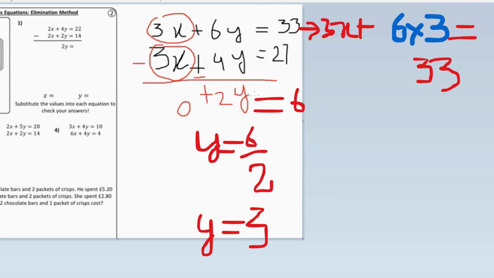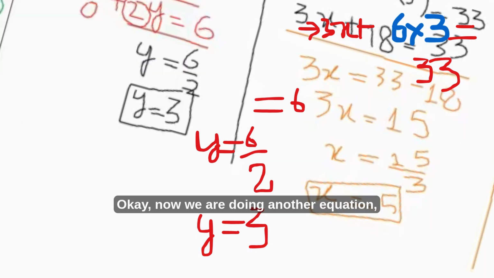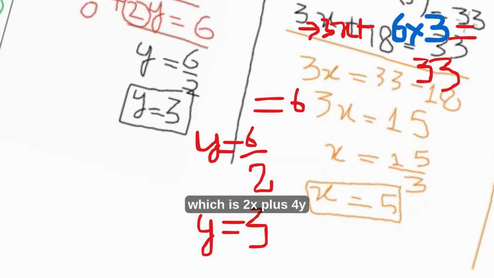So you have to put the value of y in any of the equations. For example, if we take equation number 1, which is 3x plus 6y equals 33. So here, for 6y, you're going to put 3 in place of y. So the equation will become 3x plus 18 equals 33.